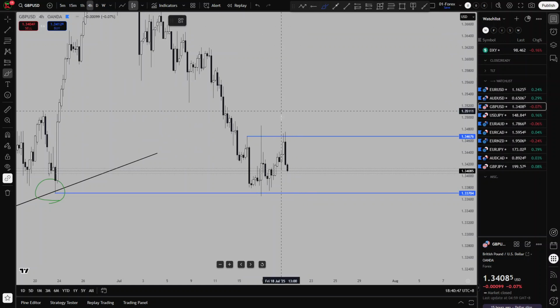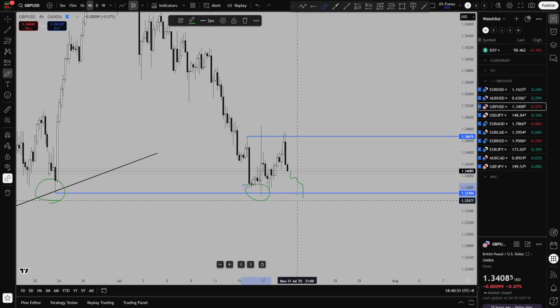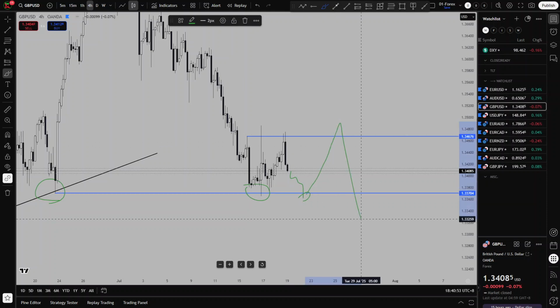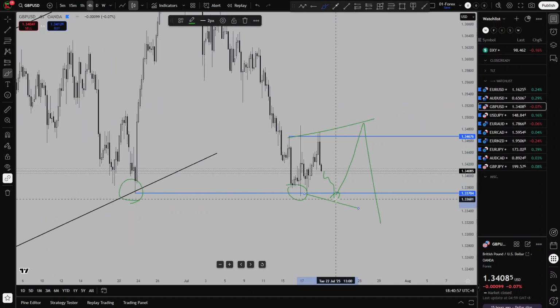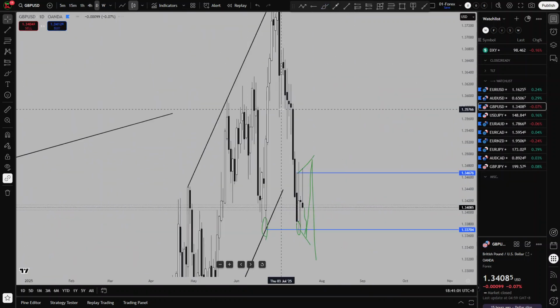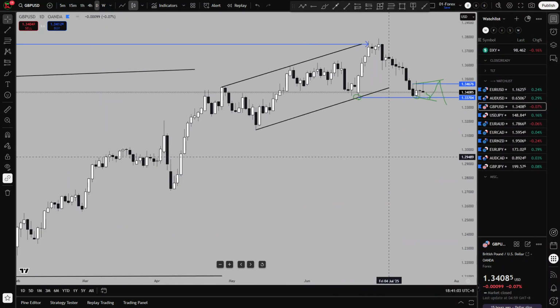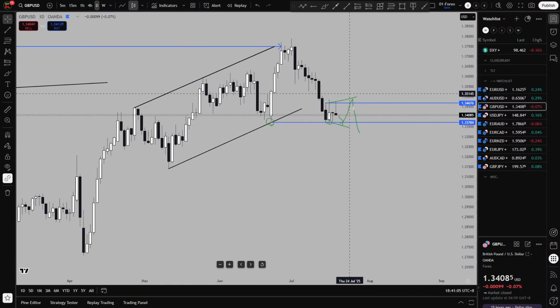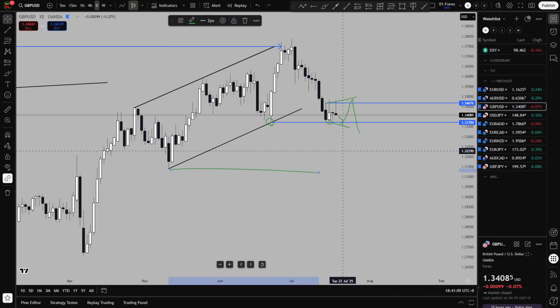So I want to be a bit more patient, and I'm looking for price to form a proper second base, come back up one more time, and we see something like that, a bigger continuation structure in this area here. Going back to the daily time frame, we can see that would be in proportions for the next leg to the downside, at least to the start of the structure here.